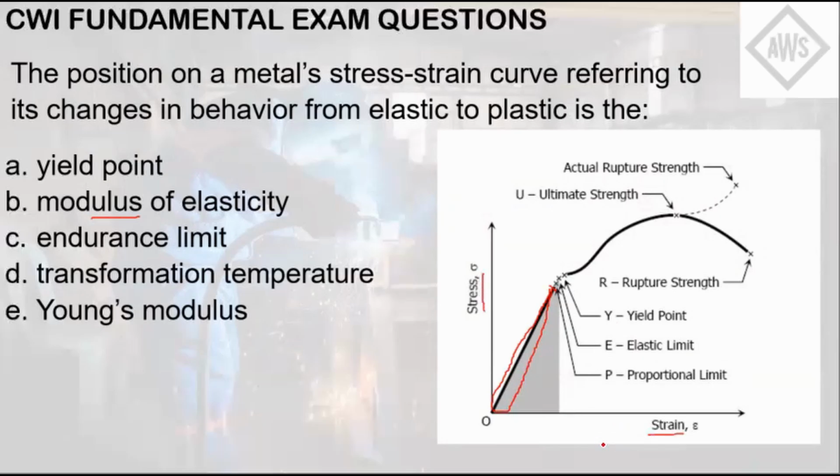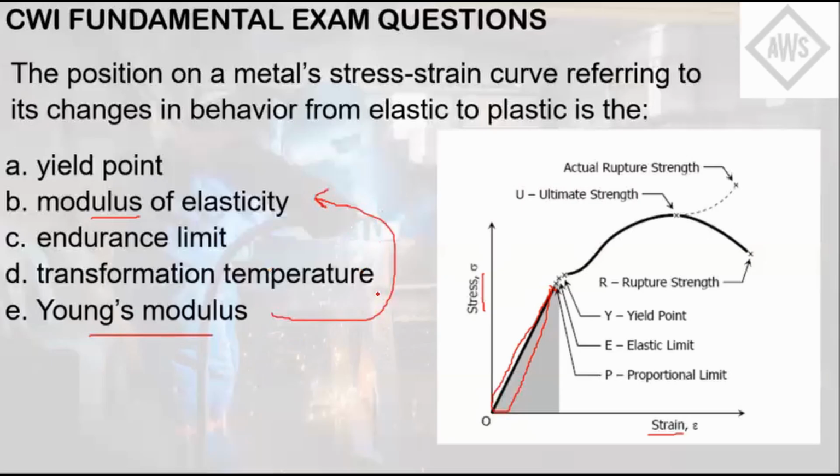Endurance limit relates to the allowed repeated loads that the material can take. So if the material is subjected to repeated loads, thus under fatigue, the endurance limit must not be reached in order for that material not to exceed its fatigue limit or not to experience fatigue failure. The transformation temperature is just the temperature that the metal will experience during its phase change. And the Young's modulus is basically the same as the modulus of elasticity.